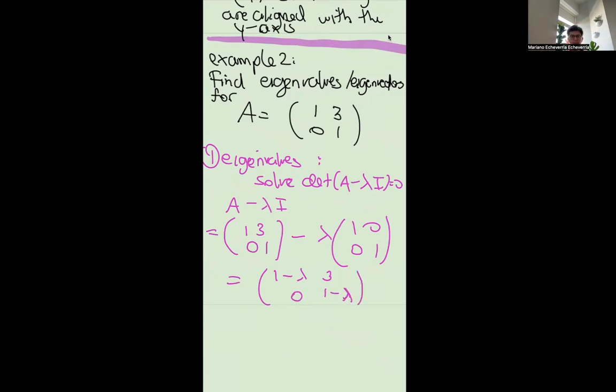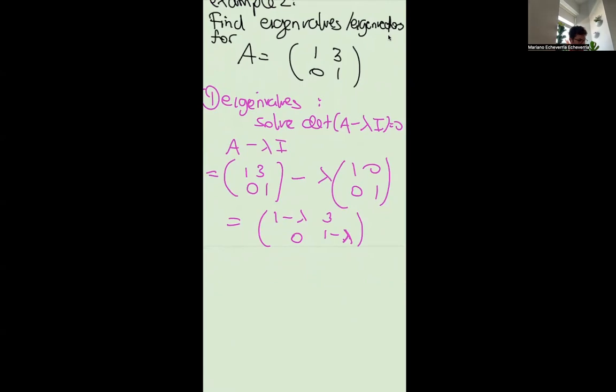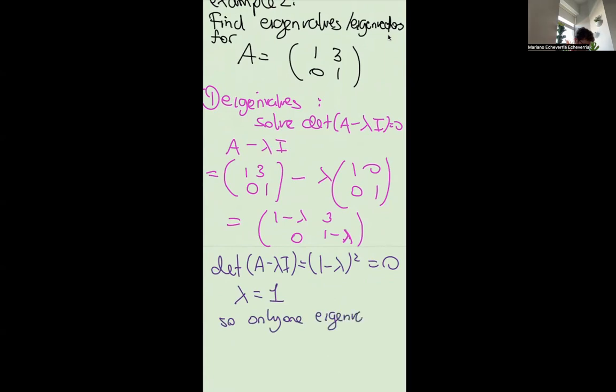Okay? So the determinant of A minus lambda I, in this case, what is that equal to? That's just 1 minus lambda squared. And that must be 0, right? So that forces lambda to be 1. So there's only one eigenvalue for this matrix, which is lambda equals 1. So that's good, there's less work to do.